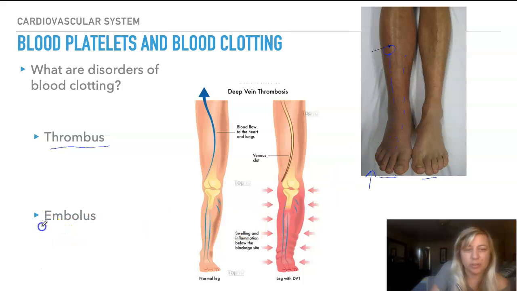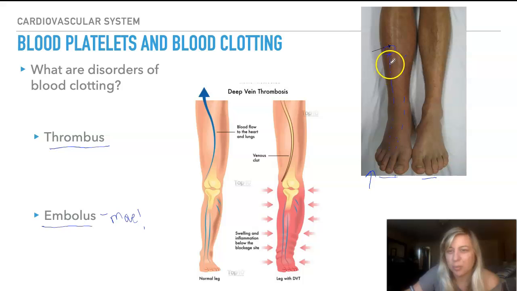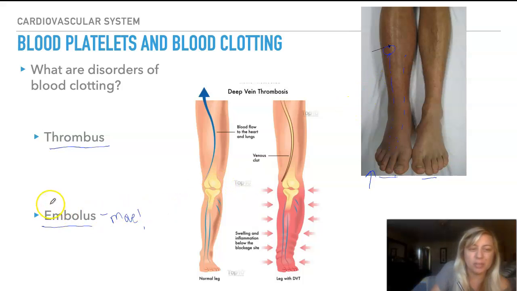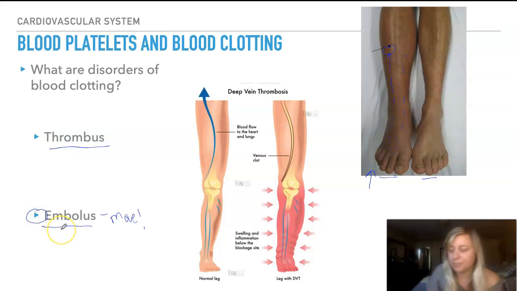Now, an embolus is more dangerous. This is when that thrombus starts to move. So when that thrombus breaks free from the vein and begins to travel through the system, it can cause problems, right? So if that blood clot then works its way up to the heart and gets stuck there, it can cause a heart attack. It could cause a burst blood vessel, an aneurysm. If it gets stuck in a blood vessel in the brain and blocks blood flow, it can cause a stroke. And so an embolus, a moving blood clot, is much more dangerous.